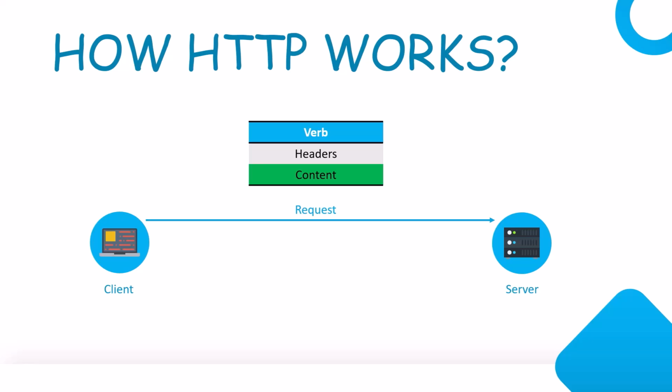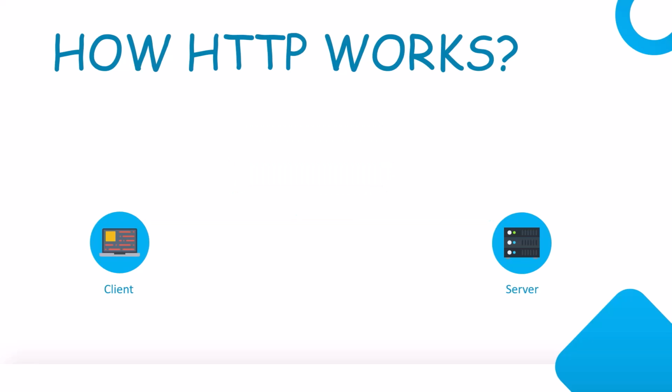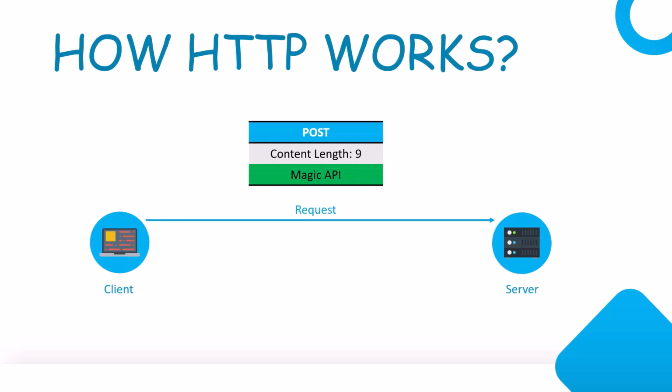First, it will have a verb which defines what is the action that server has to take. Then we have headers which have information about the request itself, and finally we have content, which is an optional field. As an example, let's say you want to create something on the server. So in that case, the HTTP verb will be post, and we will learn about these verbs in just a minute. But when we have to create, we will be using post, and that is what we have in HTTP verb. Inside header, we might have information about the content length, that the content here will be 9 byte.